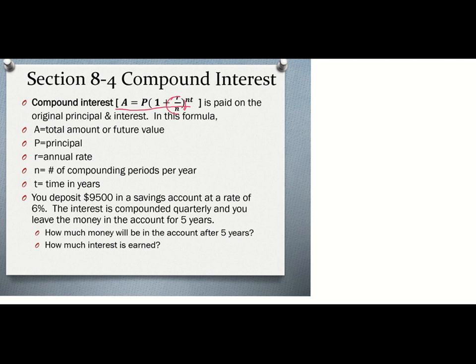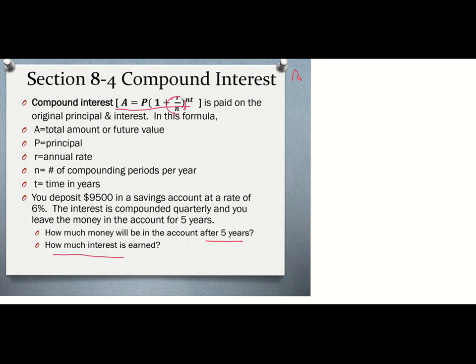And our first example that we're going to look at is you deposit $9,500 into a savings account at a rate of 6%. The interest is compounded quarterly, and you leave the money in the account for 5 years. So we want to know how much money will be in the account after 5 years, and then how much interest is earned. So first, to figure out what will be in the account after 5 years, we will plug our information into our formula.